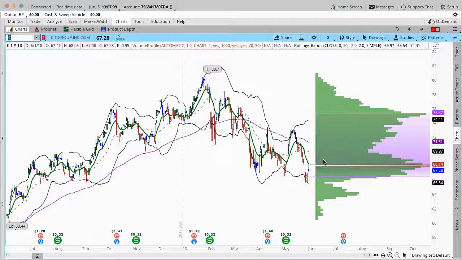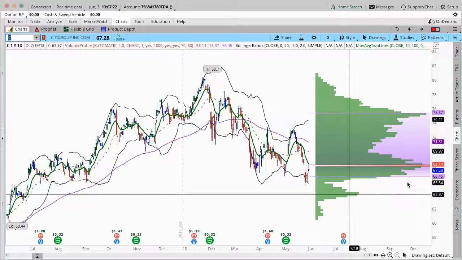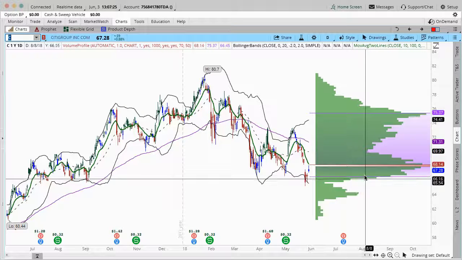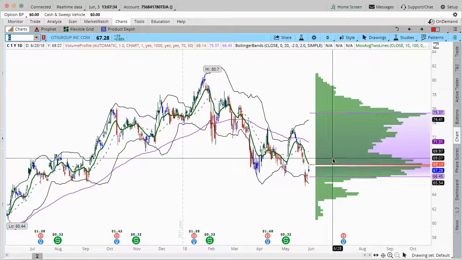We're going to use a couple chart indicators. So this is going to be focused on a daily 1-year chart, very basic. We're going to have the volume profile here on the right so we can see where the volume's being taken place. We have our point of control, which is the red horizontal, and then we have our value area, which represents 68 to 70% of the volume for the last year.